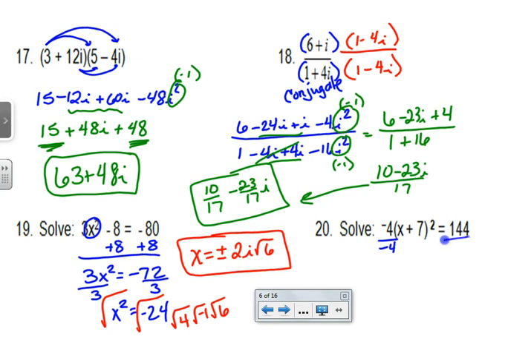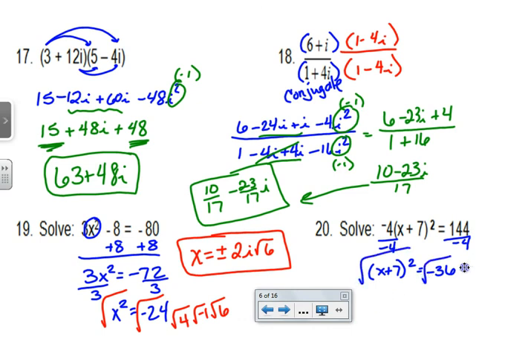Number 20, do not distribute ever into a binomial. Instead, you need to divide both sides by a negative 4. You now have x plus 7 squared equals, need some calculator work, negative 36. And then we're going to square root both sides.